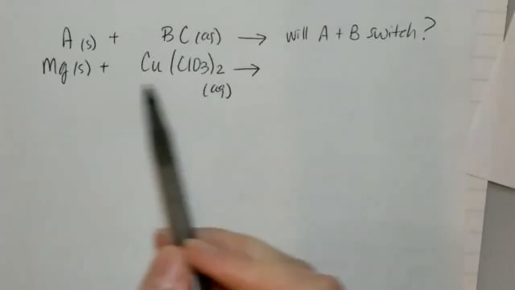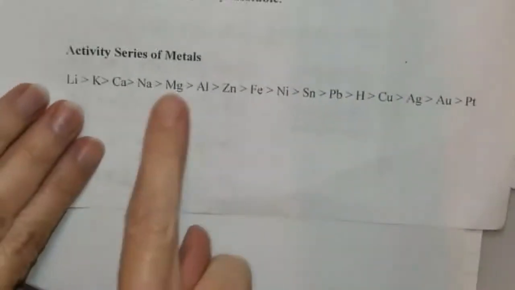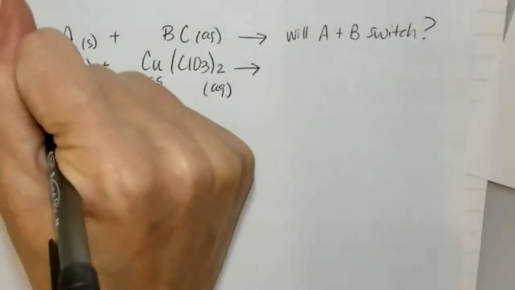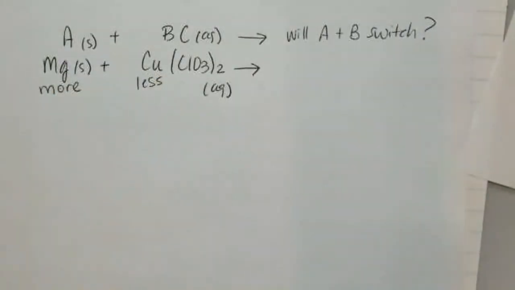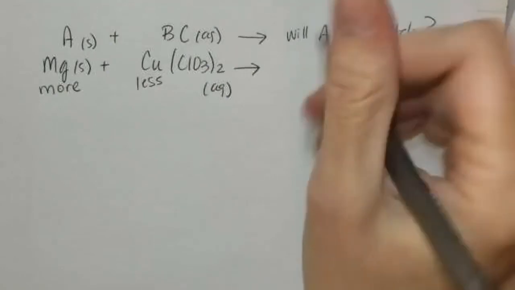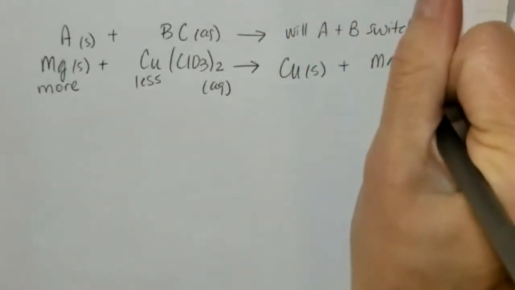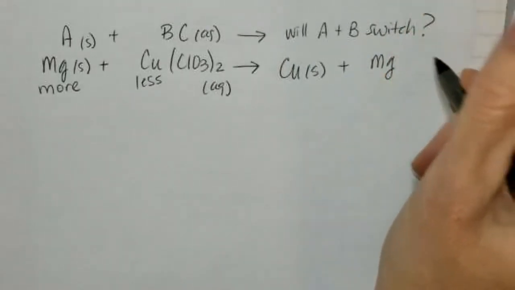So when I look at my activity series of metals again, really quick, magnesium, I can tell, is more active than copper. Copper is less active. Magnesium is more active. So what we learned in intro was the less active wants to come out and be by itself. The less active wants to be alone. The more active wants to be playing with the buddy. That's kind of how I thought about it.